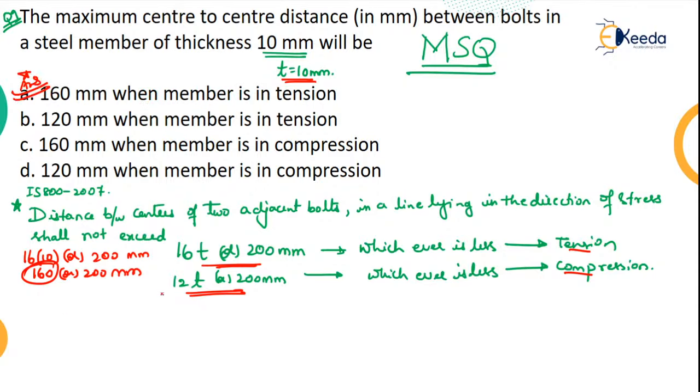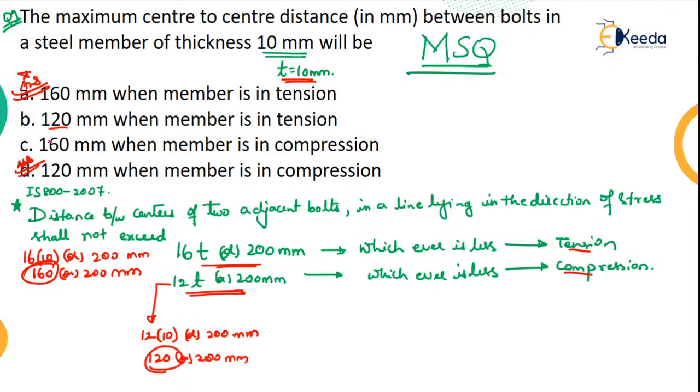And also for compression we have to do it differently. So 12 of 10 or 200 mm, whichever is less. So 120 or 200 mm. So what is it? 120 mm when it is in compression. So this is also a correct answer.